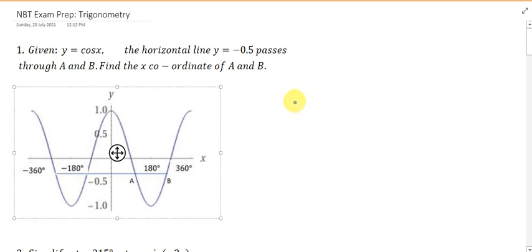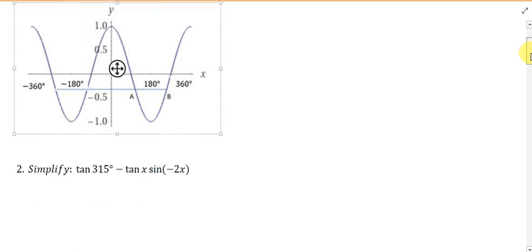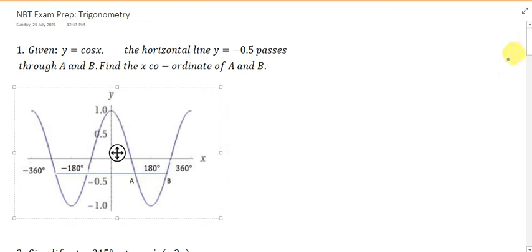Let us have a look at some of the questions that will be beneficial to you in the NBT 2021 examination. Right, so I've compiled 10 questions here from past papers, which will be beneficial. So we're looking at trigonometry specifically. Let us have a look at question 1.